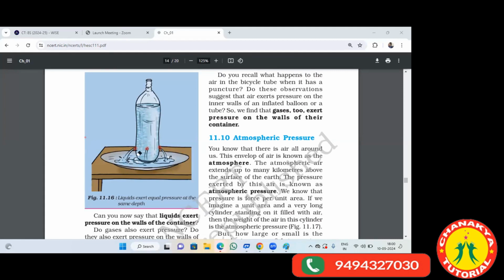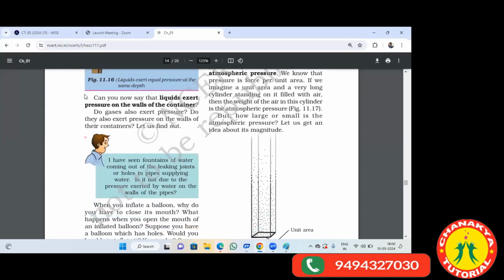Now let us move towards the atmospheric pressure. The atmospheric pressure is the pressure created by the air around the earth. So the air around the earth exerts a pressure.